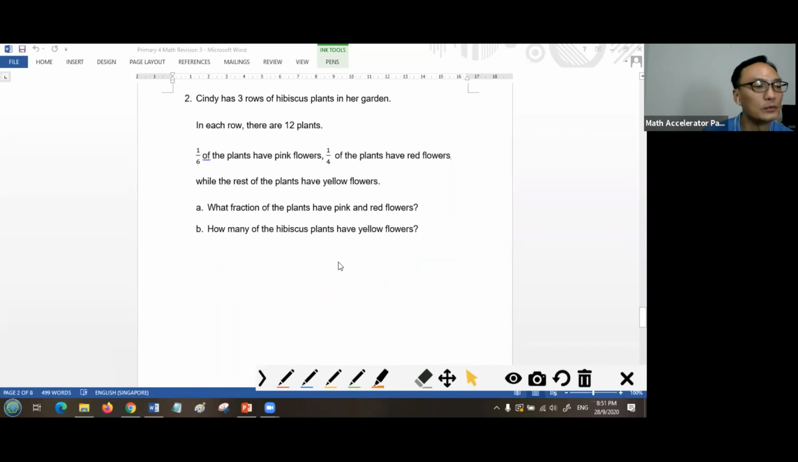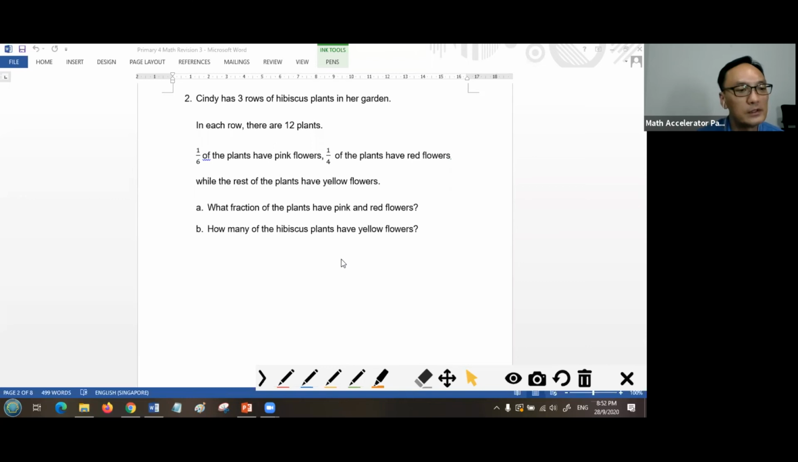So this is question 2. Let me read to you. Cindy has 3 rows of hibiscus plants in her garden. In each row, there are 12 plants. 1/6 of the plants have pink flowers. 1/4 of the plants have red flowers, while the rest of the plants have yellow flowers. What fraction of the plants were pink and red?